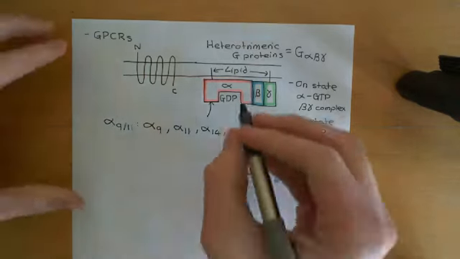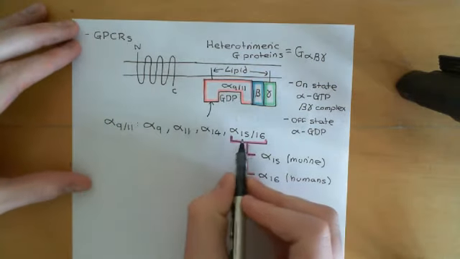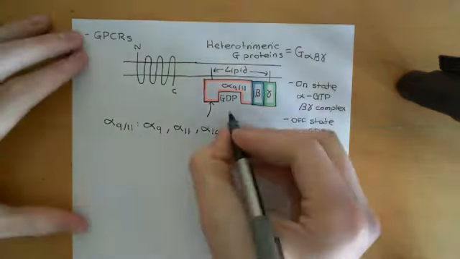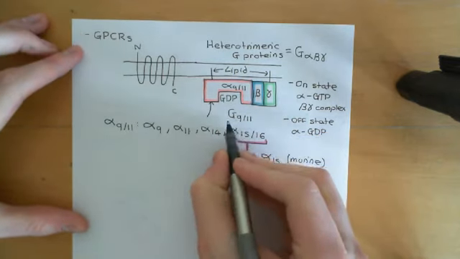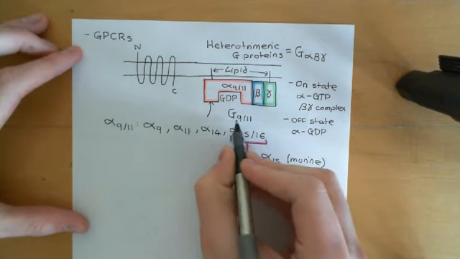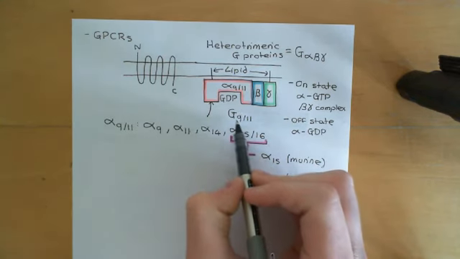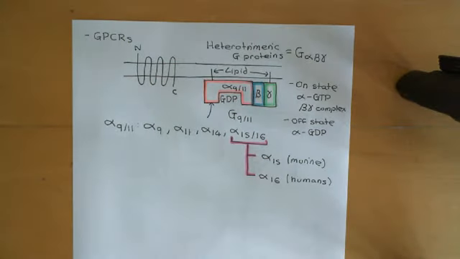Okay, and when people usually put alpha Q/11 here, it means any one of these alpha subunits in the alpha Q/11 family. Okay, and these are the heterotrimeric G proteins that we're going to be interested in, called GQ/11 heterotrimeric G proteins, because heterotrimeric G proteins, remember, are named according to which alpha subunit you have. So this means a heterotrimeric G protein where the alpha subunit is one of these alpha Q/11 family alpha subunits.